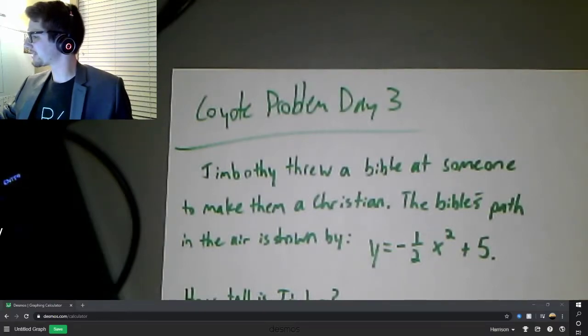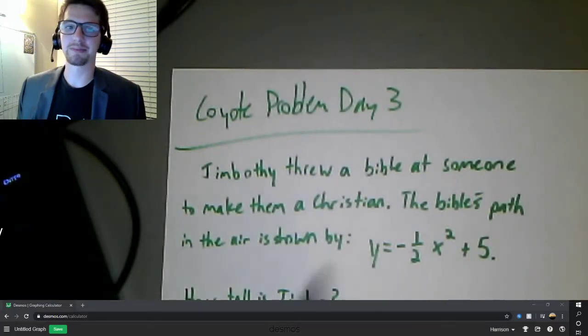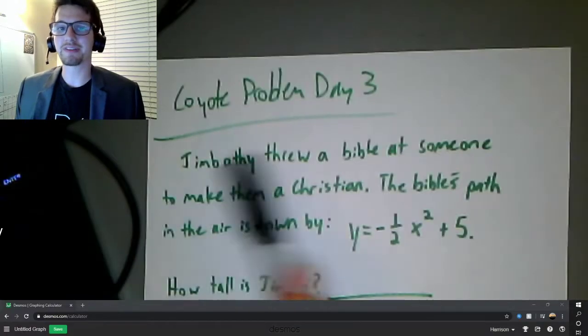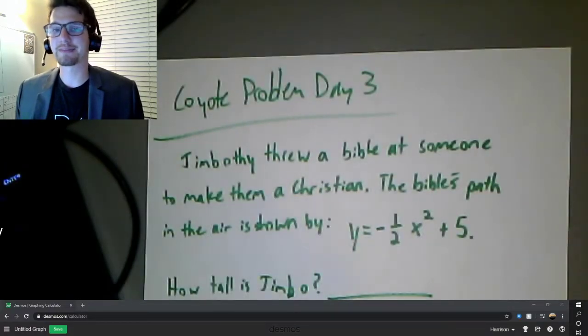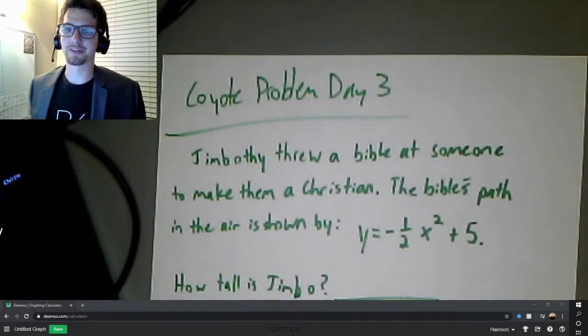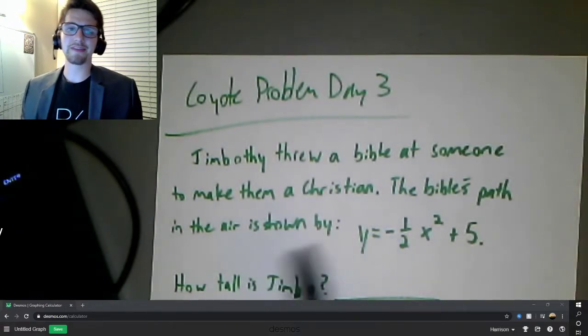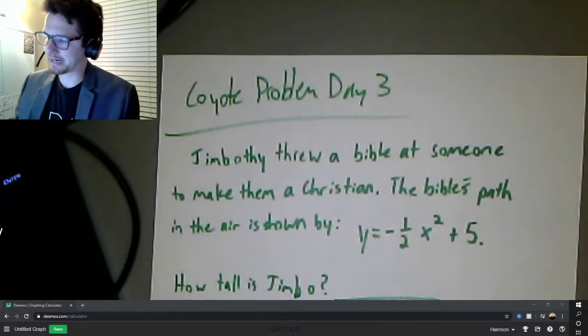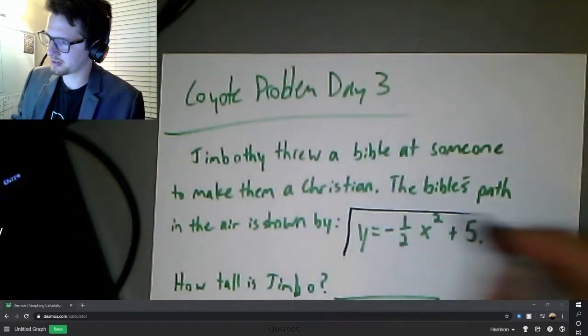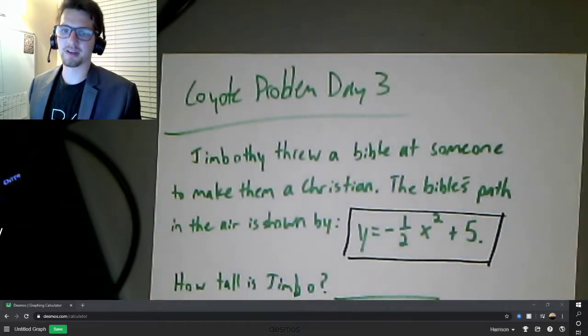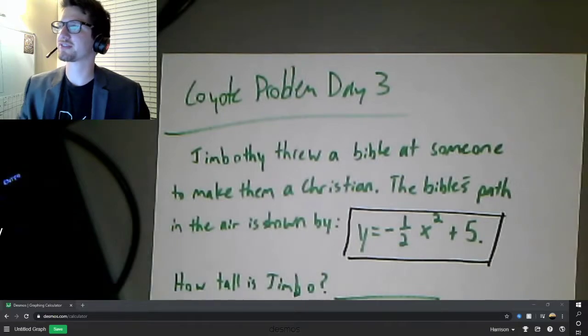So if I have a word problem, or one of our coyote problems, of Jimbathy threw a Bible at someone to make them a Christian, because that definitely works. The Bible's path in the air is shown by this equation. All right? And then it's going to ask me a bunch of questions.